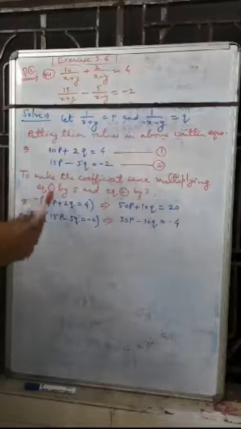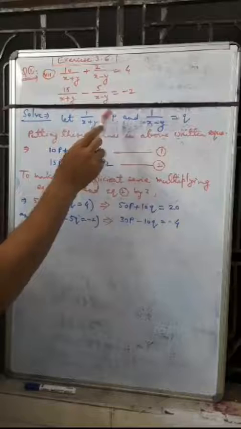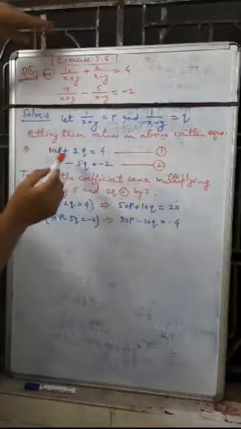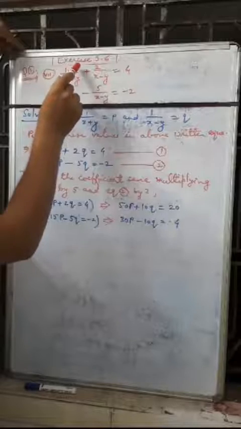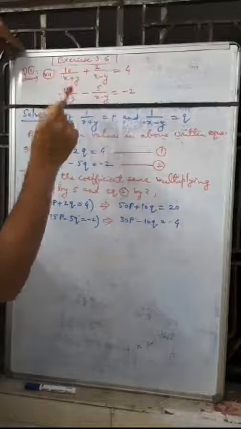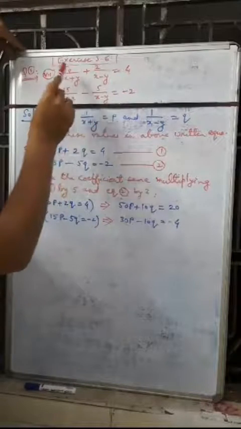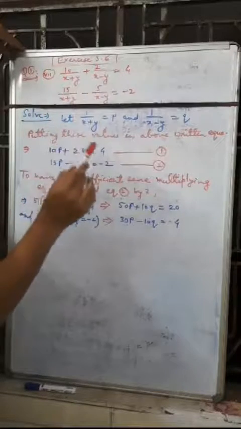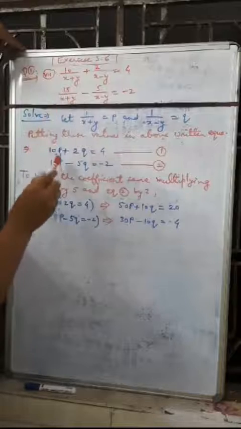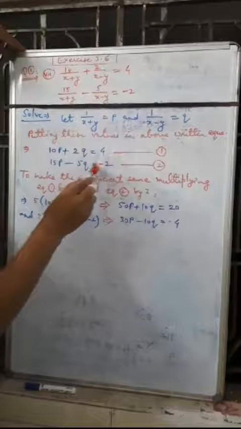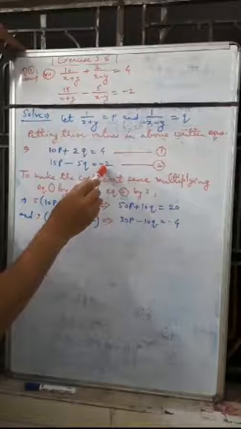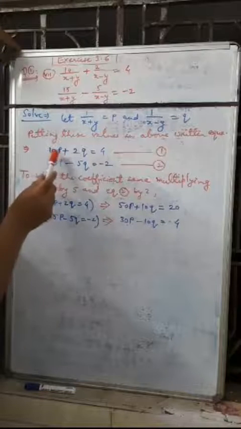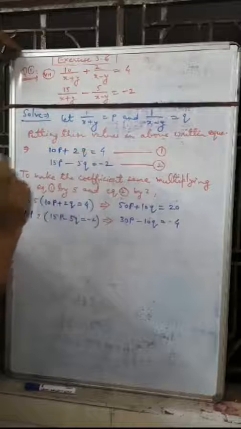So we are putting 1 upon x plus y is equal to p. So here we can write 10 into 1 upon x plus y. So 1 upon x plus y we have written as p. So directly we are writing 10p plus 2q is equal to 4 and 15p minus 5q is equal to minus 2. So now another problem: we have to make the coefficient of p the same or the coefficient of q the same.